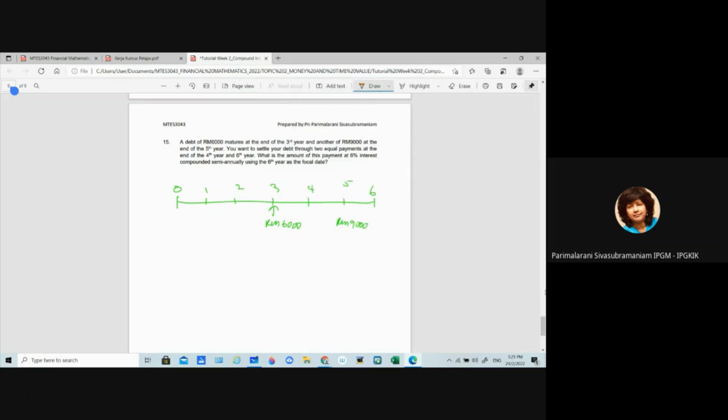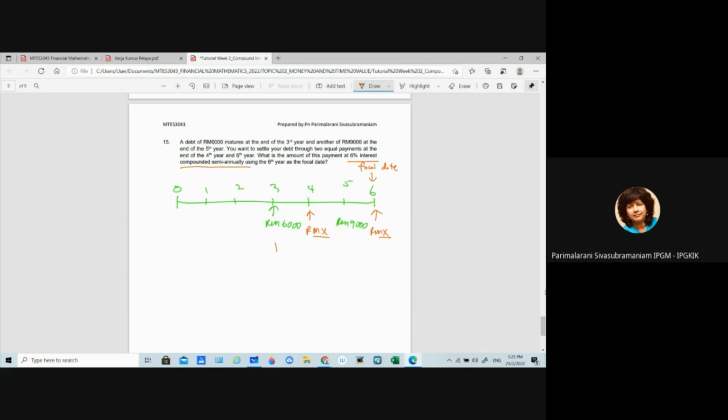At the end of the fourth year you want to pay X, and another time here you pay X. Both are equal payments, that's why they are both X. Now they're asking, what is the amount of this payment? How much is X, at 6% interest compounded semi-annually, using the 6th year as your focal date. That means this is your focal date, so pull everything to your focal date.